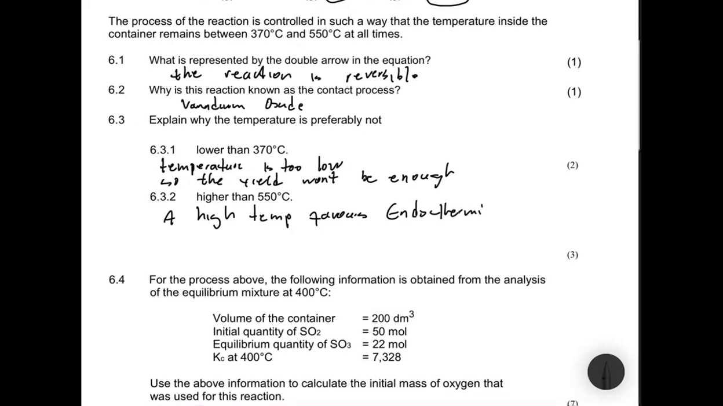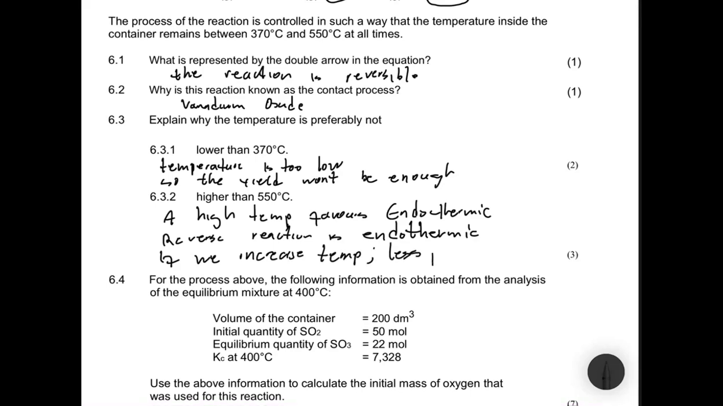So here we're saying that a high temperature favors an endothermic reaction, right? High temperature favors an endothermic reaction. And then clearly the reverse reaction is endothermic, right? So our reverse reaction is endothermic. So if we increase the temperature, less products will be formed, right? So we're going to have fewer products being formed. And then let's move to 6.4.